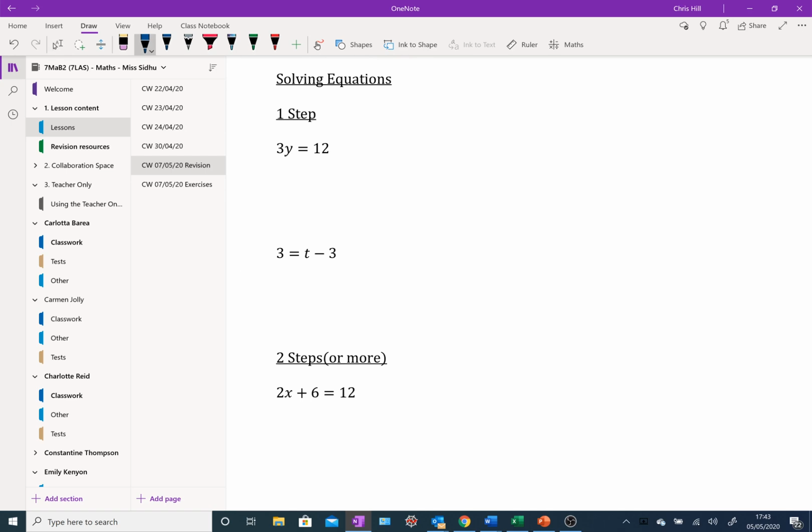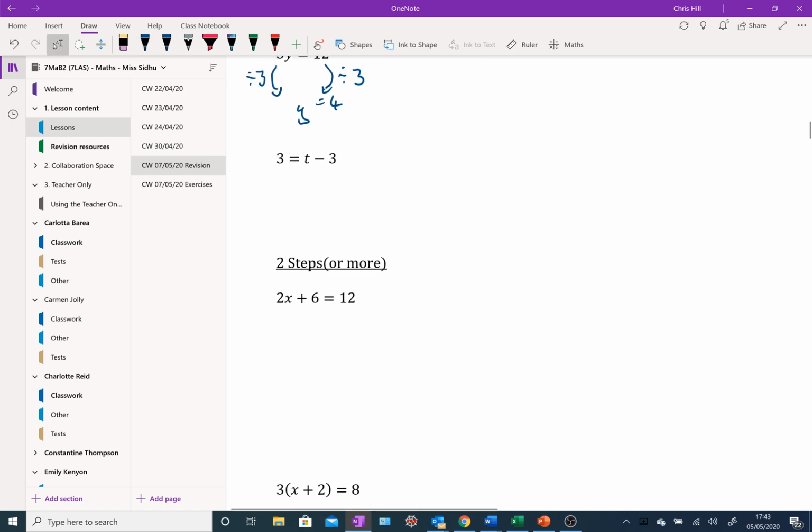So we can do whatever we like to an equation as long as we do it to both sides, pretty much. So in this case, we're going to divide both sides by 3. Divided by 3, divide by 3 to give us y equals 4. So it's just a one-step solution. Next one, we need to get rid of the minus 3 on the right-hand side. So we're going to add 3 to both sides.